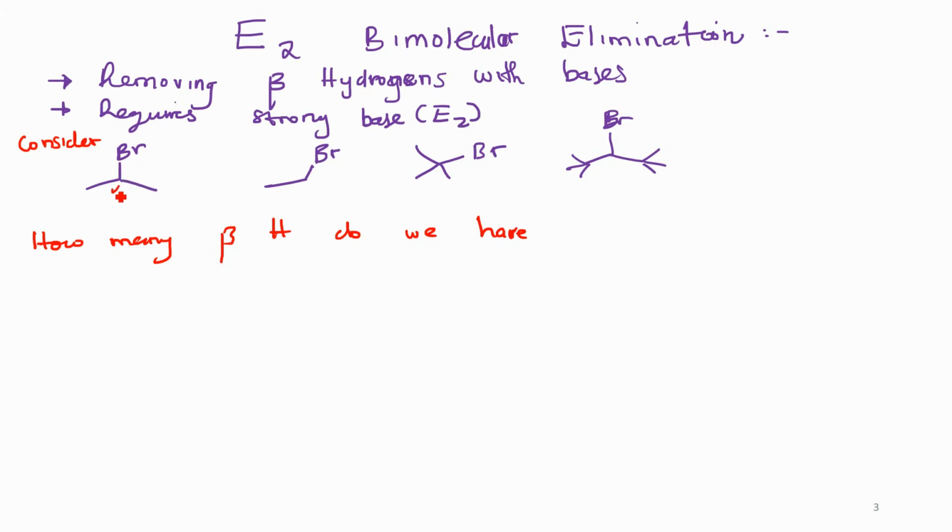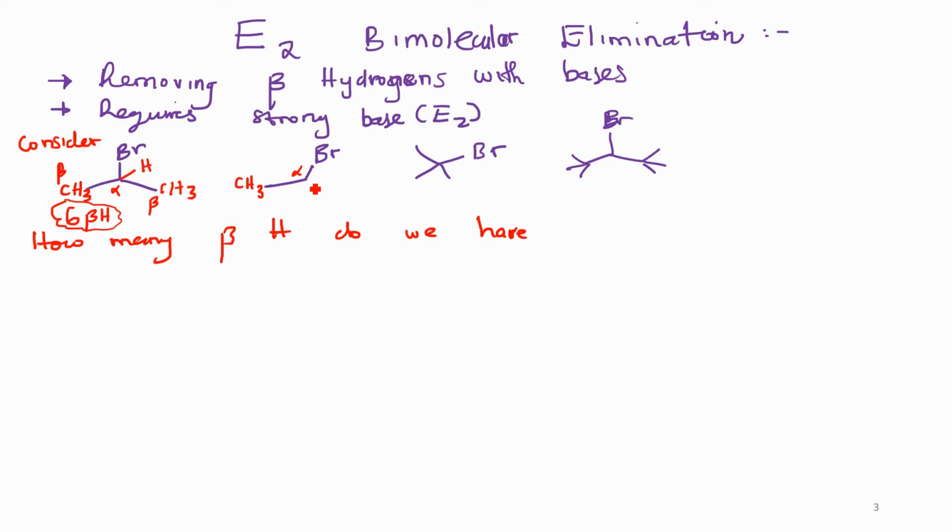Remember, the carbon bearing the leaving group is the alpha carbon. The direct, immediate neighboring carbons are the beta carbons. This has 3 of them, this has 3 of them. So molecule number 1 has 6 beta hydrogens. Now that you know, give me the answer for the next one. 3. 3, I agree, 3.